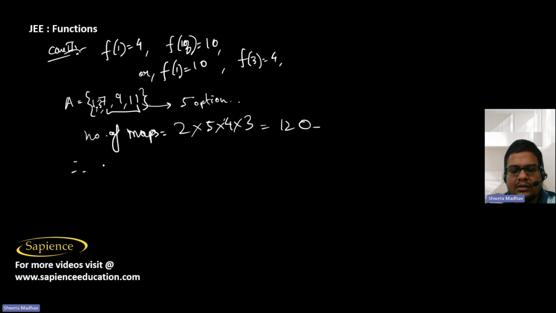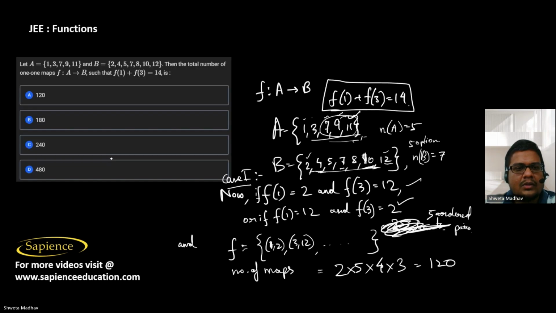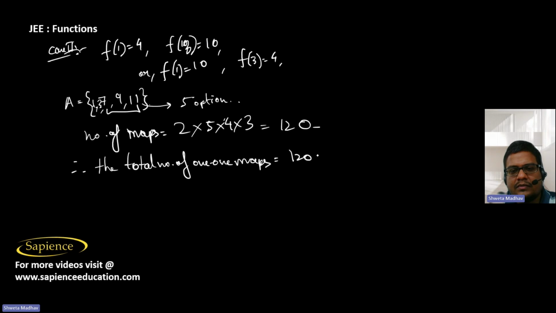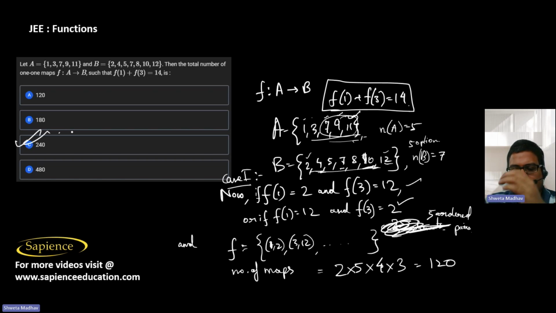So therefore, the total number of 1-1 maps that can be formed from these two sets A and B will be equal to 120 plus 120, that is equal to 240. So option C is the correct answer.